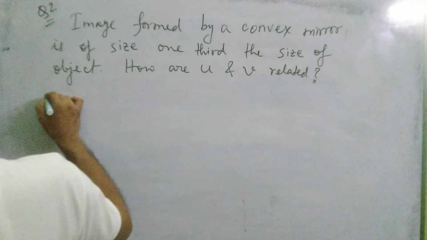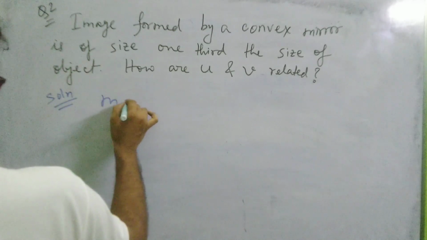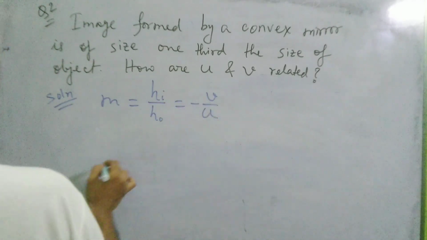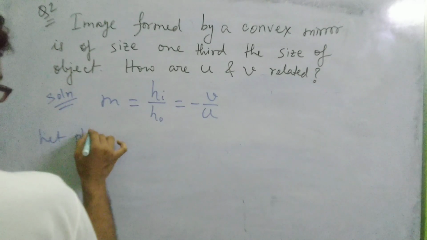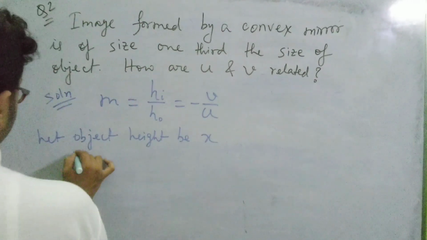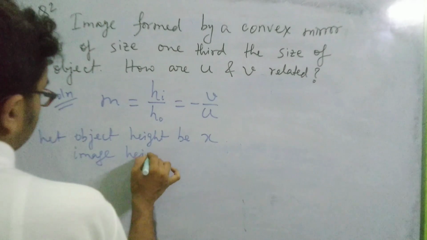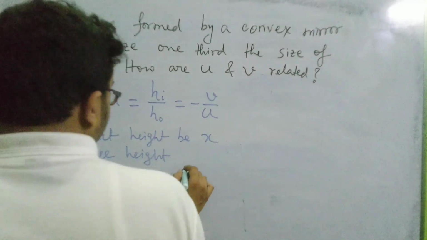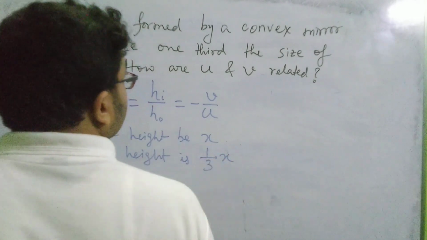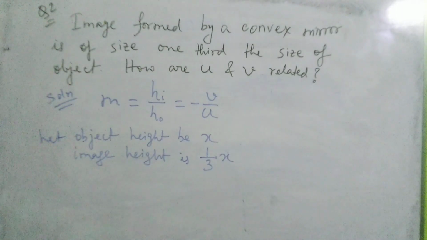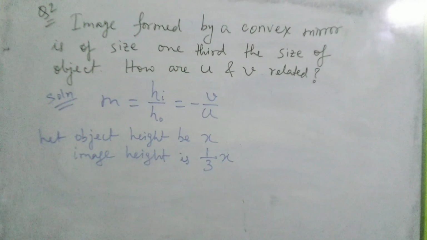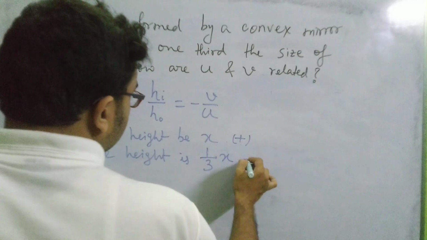So we know the formula for magnification, as you know, M is equal to HI by HO equals minus V by U. If we consider the object height to be x, then the image height is 1/3 x. Now, as it has been mentioned here, it is a convex mirror. Convex mirror always forms virtual images. So for a virtual image, the image height is always positive, and the object height is always positive. So this is positive and this is also positive.